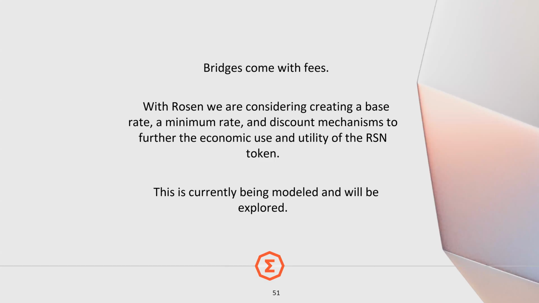So Rosen, as part of our tokenomics, is to consider the friction involved. With bridging, obviously, it comes with a certain cost, and we're currently modeling a mechanism to take the Rosen token and use it to influence the friction rate or fee rate that users and projects have to pay. So right now, it seems like the simplest model is to create a base rate and a minimum rate, and then different discount mechanisms to drive down the cost or economic friction using the Rosen token to facilitate that.